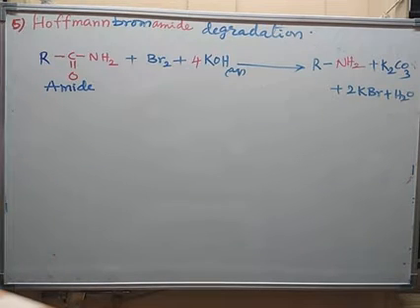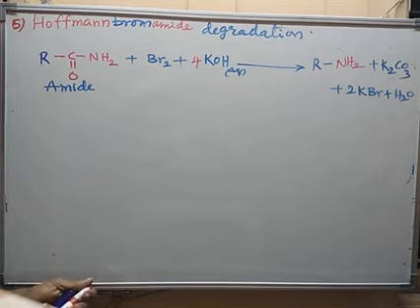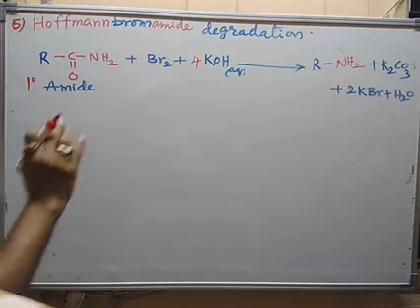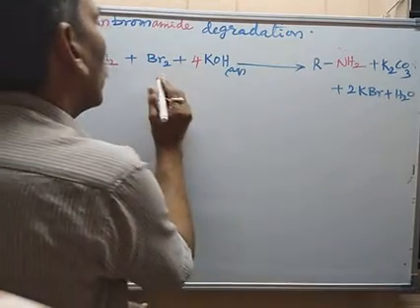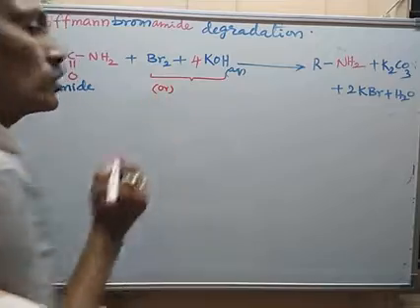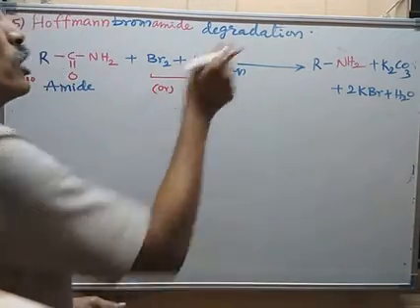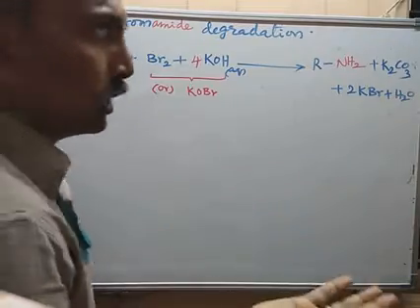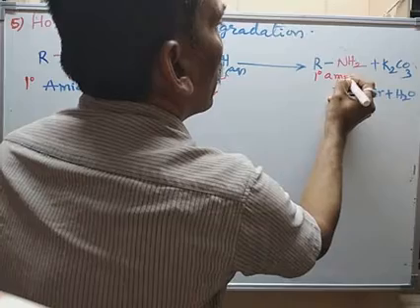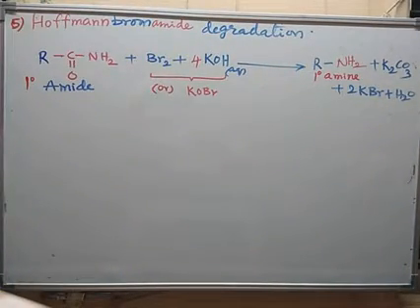The simple method is RCONH2 amide. Which amide? Primary amide. Only from the competitive point of view, with Br2 and KOH. If it is not there, what is the other one? To confuse the student, KOBr. If KOH is not given, NaOH. And what is the product? The product is primary amine, and this is Hoffmann bromamide degradation.